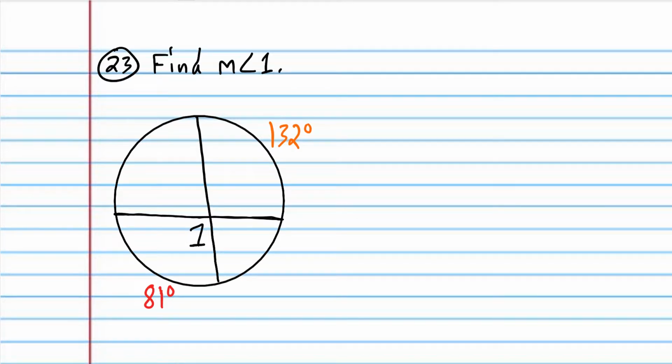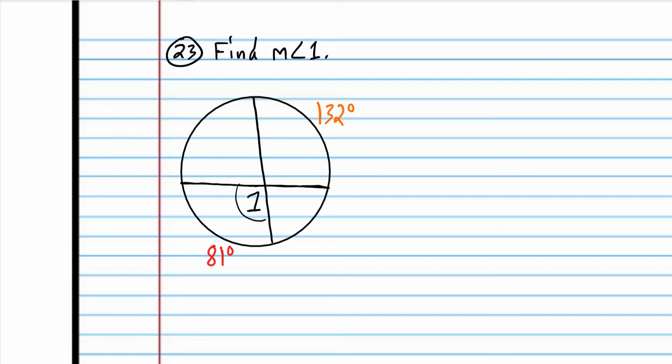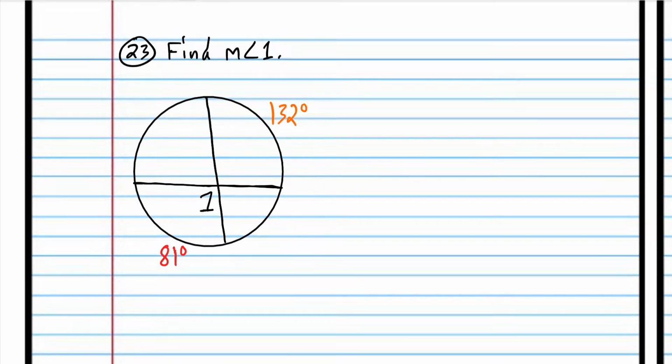All right, we're back. For this problem, we're going to need to use the angle vertices inside circles theorem. Again, I'd like to write a formula, but we'd have to name all these points of intersection, and that's kind of a lot to do. So all you need to know is that the measure of this angle is equal to the sum of the intercepted arcs that are created by those segments, or those chords, divided by 2. So what that means is the measure of angle 1 is equal to 132 plus 81 divided by 2.